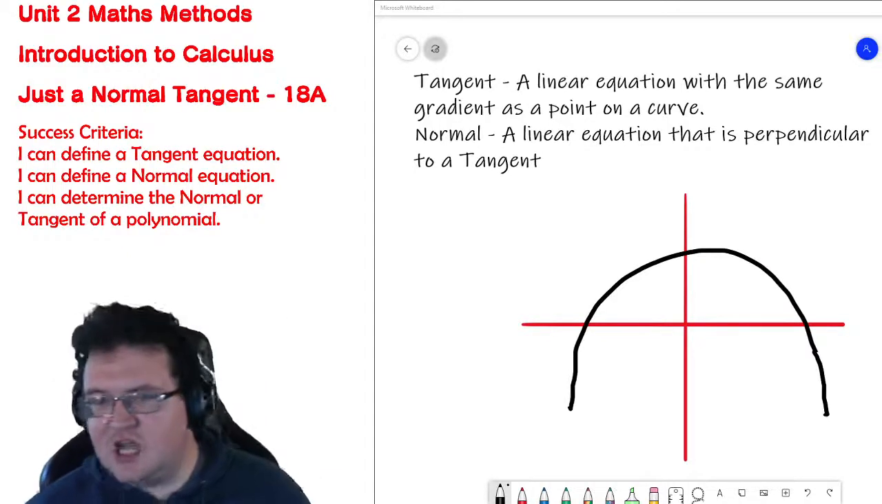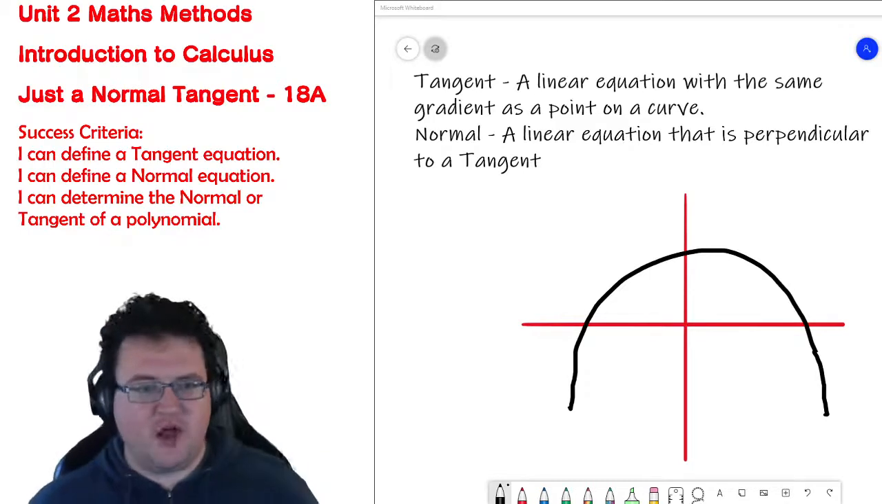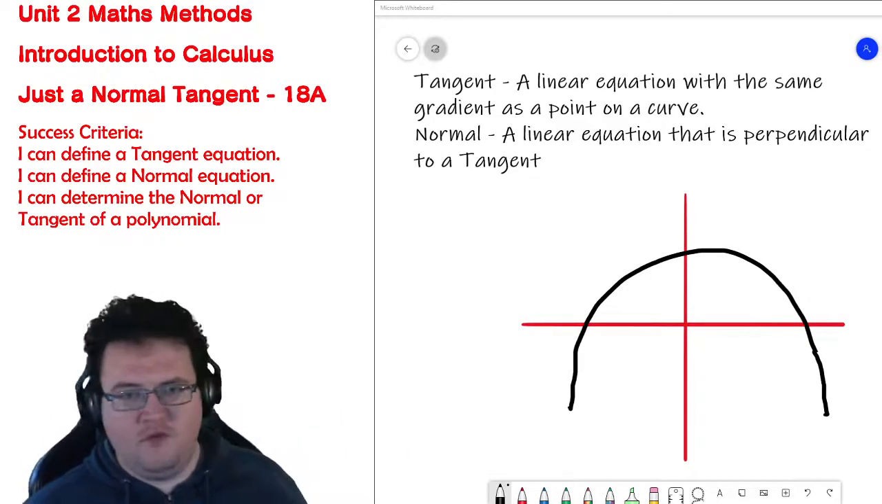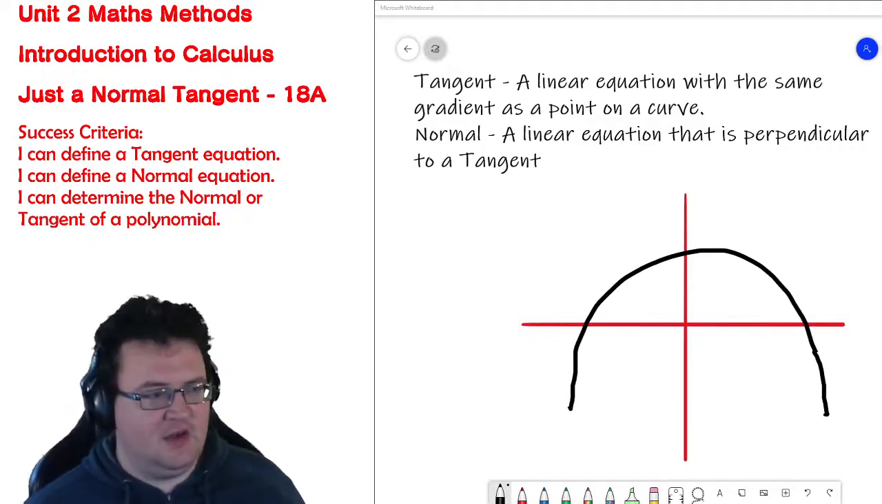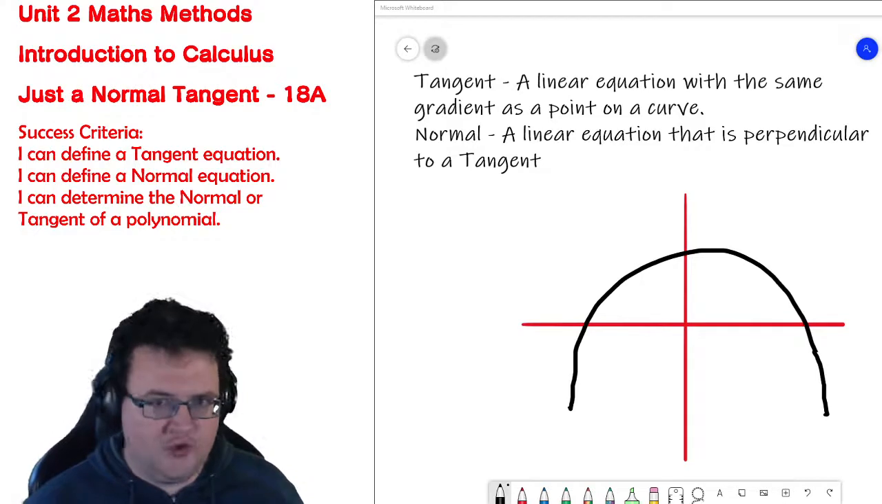G'day guys, we're going to start looking into applications of calculus, but before we can do that we need to define some terminology and get you guys used to using it. So two of the words that you're likely to see when we're dealing with things regarding calculus is the concept of a tangent and a concept of a normal.